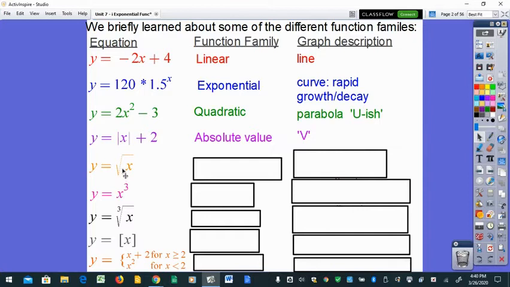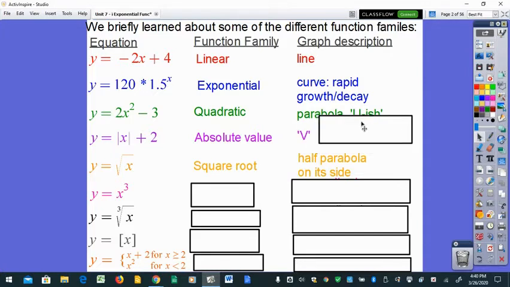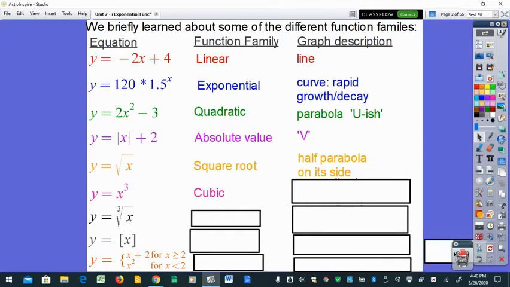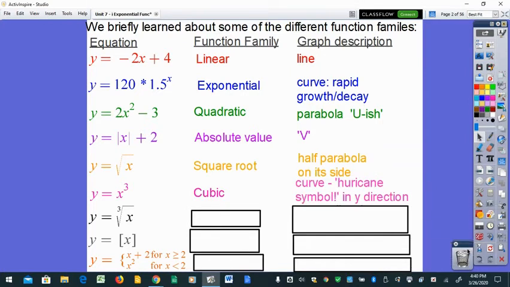Next up, I see a square root there, and that will be the square root function. It's the parabola, the u, actually laying on its side, and we only have half of it for it to be a function. The next one is the cubed. So it is the cubic function, and this is the one that has a curve, and I call it the hurricane symbol, and it goes in the y direction.